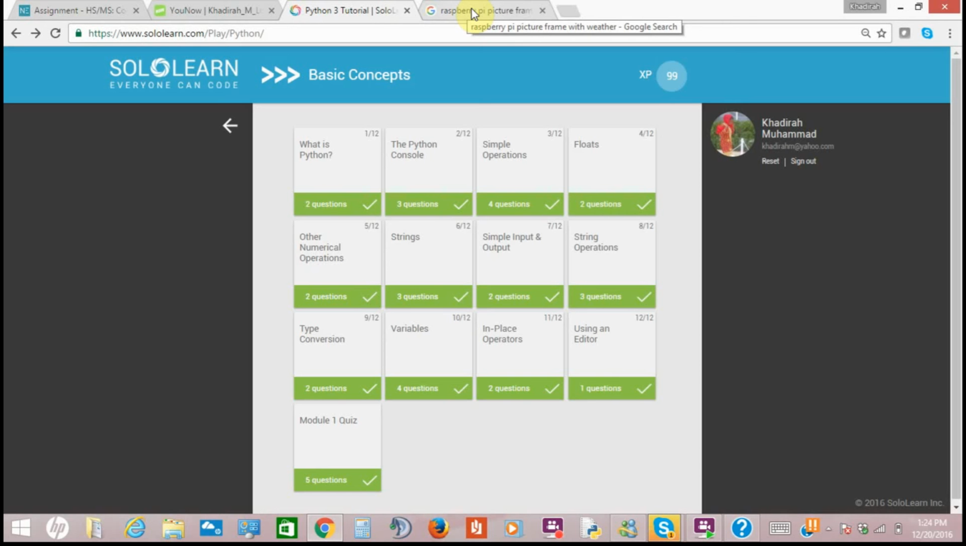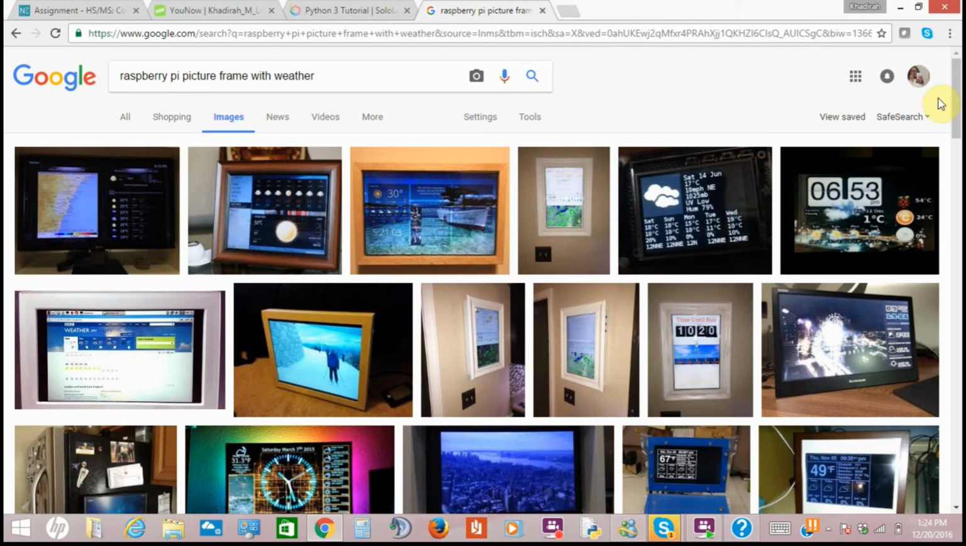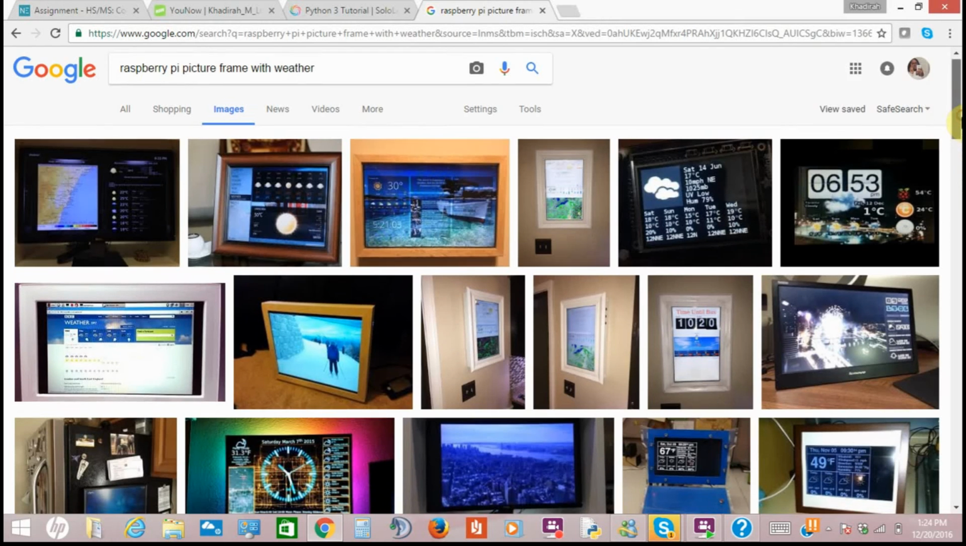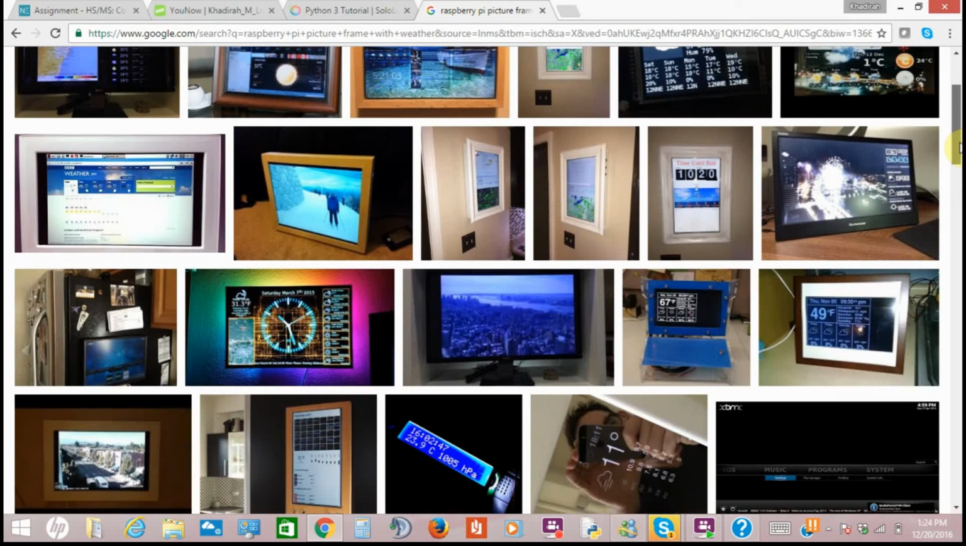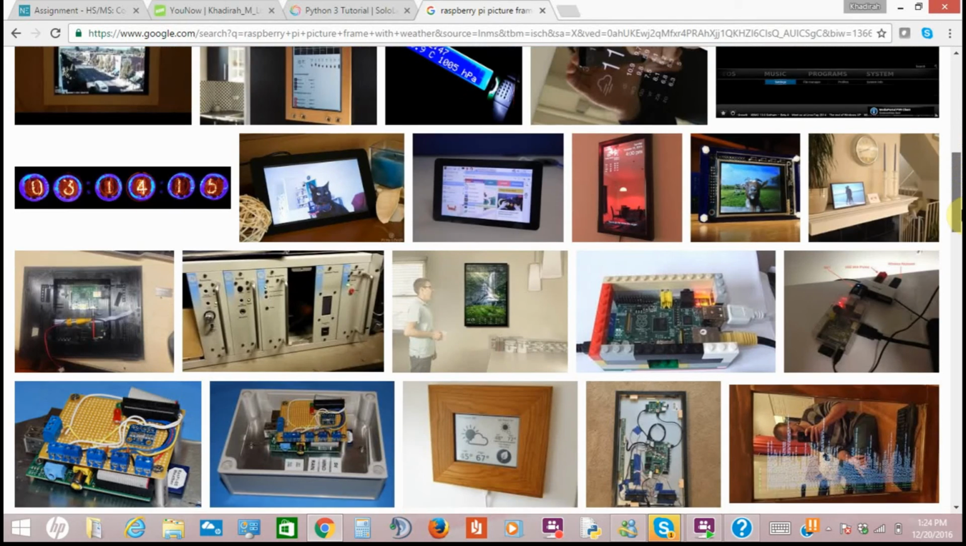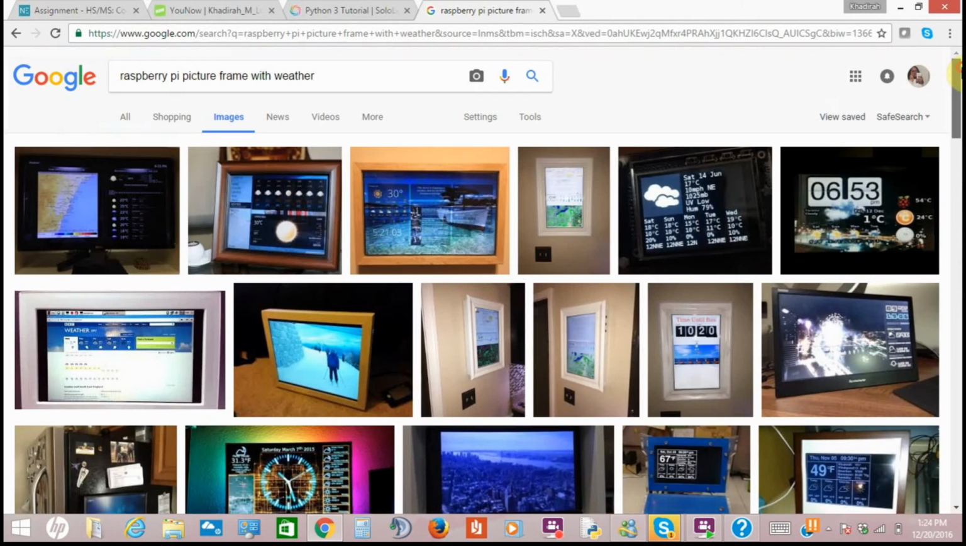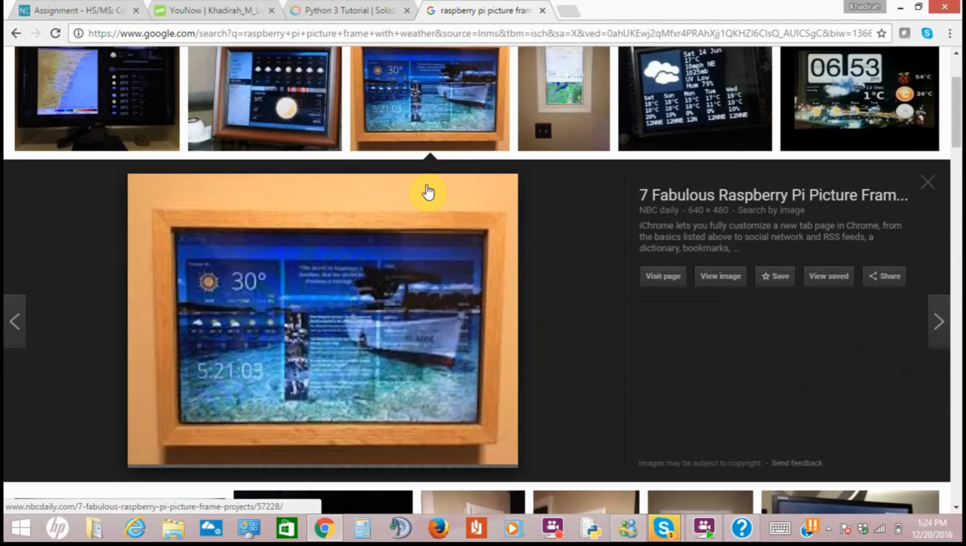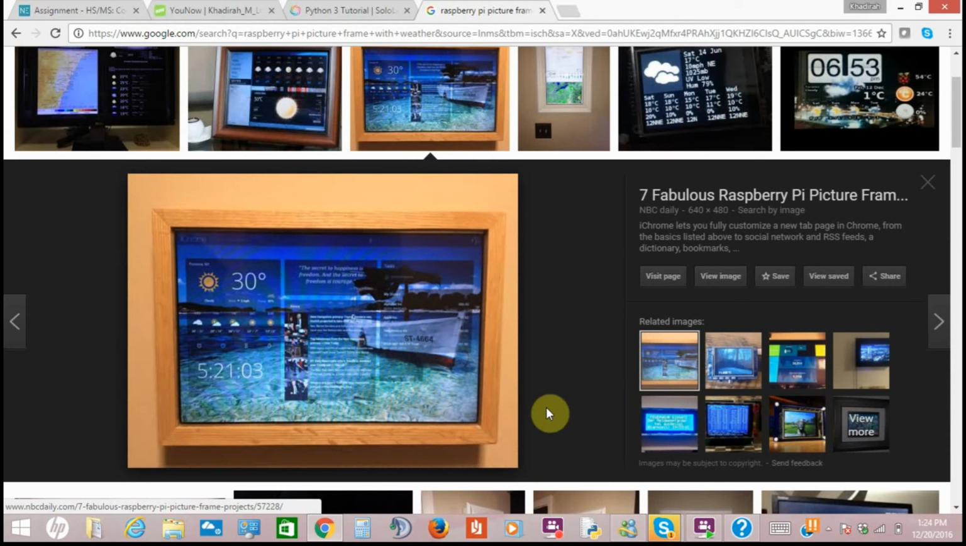Now I want to show you all what I want to make with Raspberry Pi. So I was debating on a picture frame that makes a slideshow with the pictures, or a picture frame that has the weather. And I think I'd rather do the one that shows the weather, because every time you walk out the house, you want to know what the weather is. So I guess this will be more helpful in my house. Yep, and here is a better picture of one.